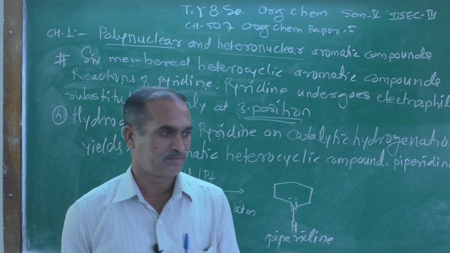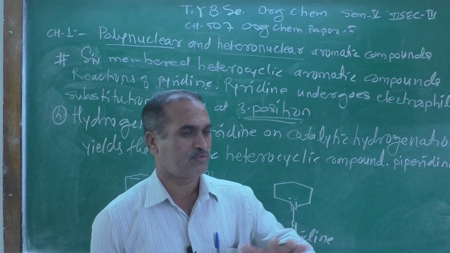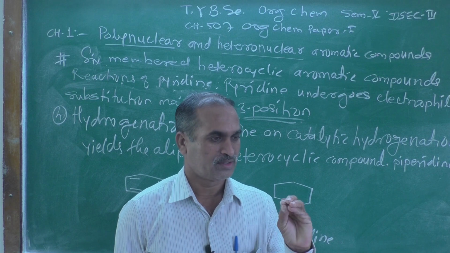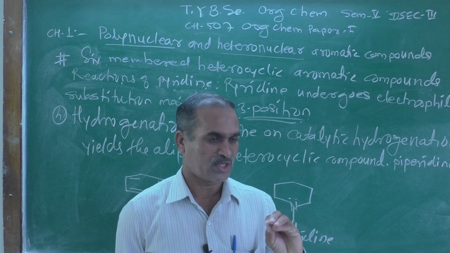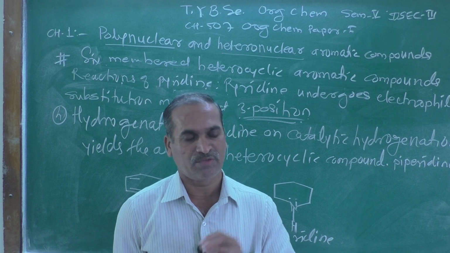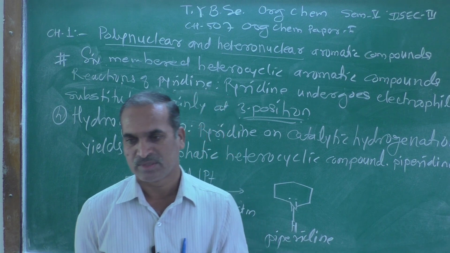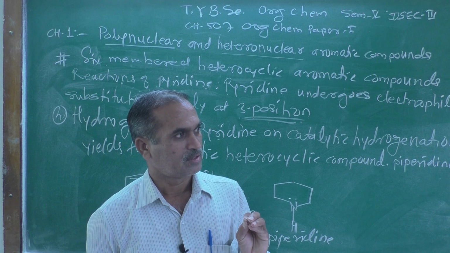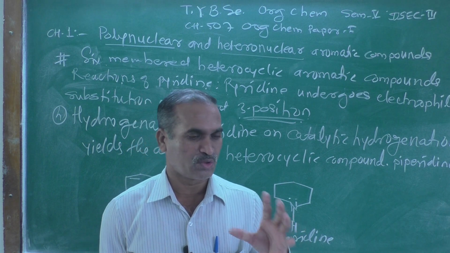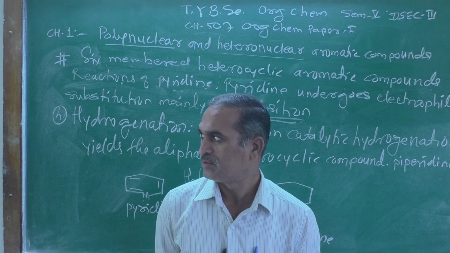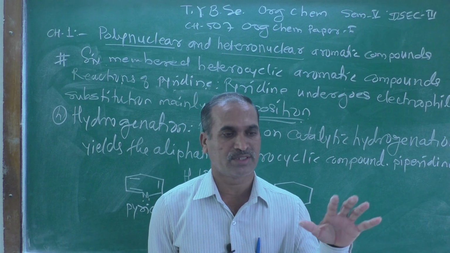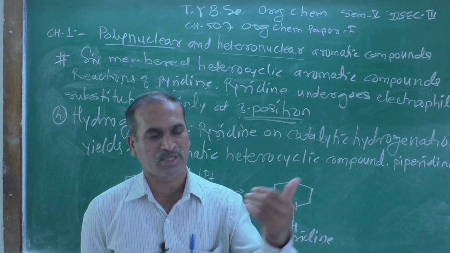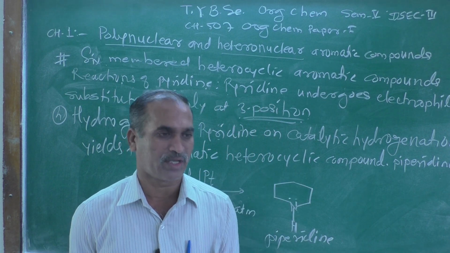So let us see, theoretically, if you are trying to classify aliphatic and aromatic compounds, those organic compounds that obey Huckel's rule, that type of compound we generally call an aromatic compound, and the rest of the compounds you can say are aliphatic compounds.